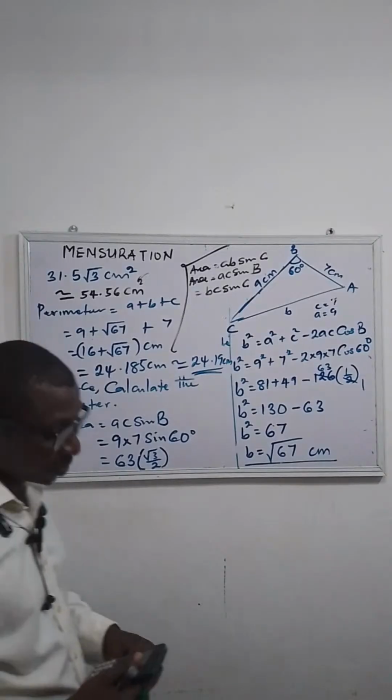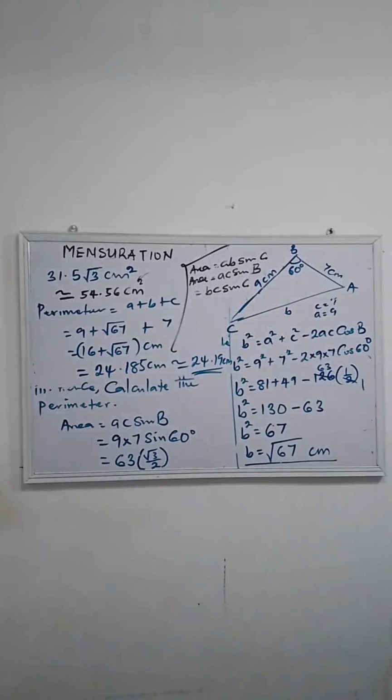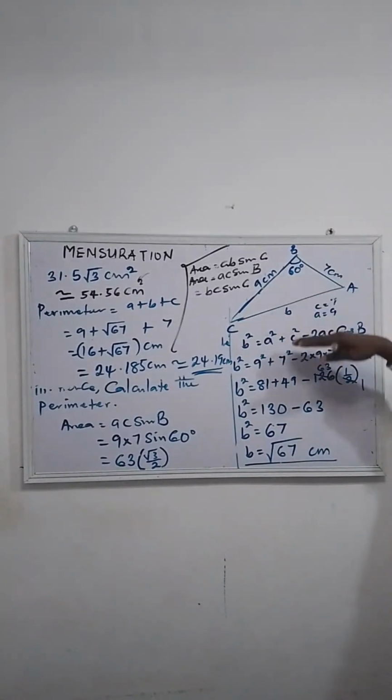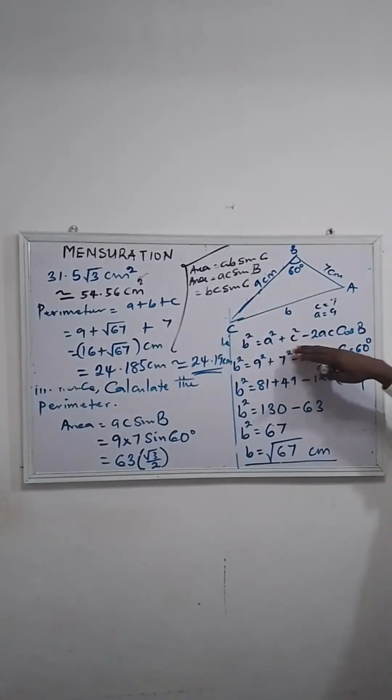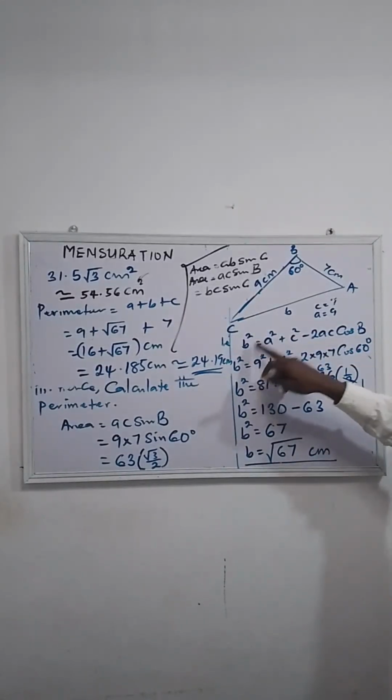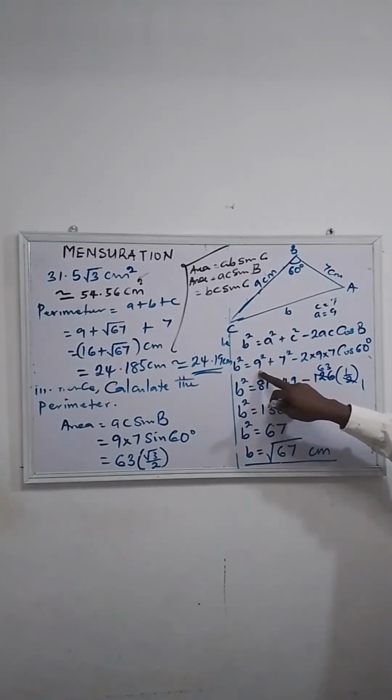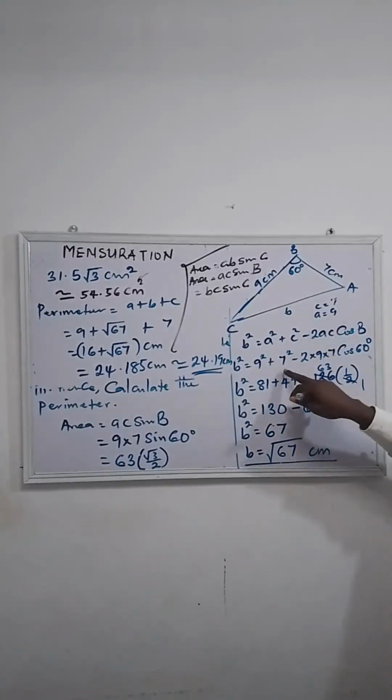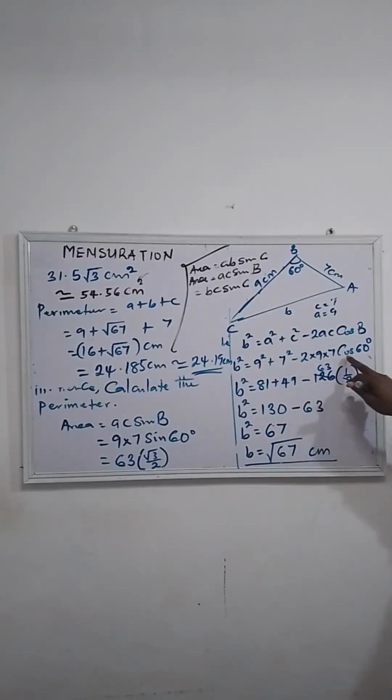Now let us look at the second part of the question. So you have to find side AC. Now to get side AC, you are going to be making use of the cosine rule. Now this is the formula that we are going to be making use of. All you just need to do is to plug in the value of each of the alphabets into this. So now we are looking for B. So plug in the value of A. Value of A is 9. So we have 9 squared. Value of C is what? 7. So you plug it in. So here we have 2 times 9 times 7 times cosine 60.